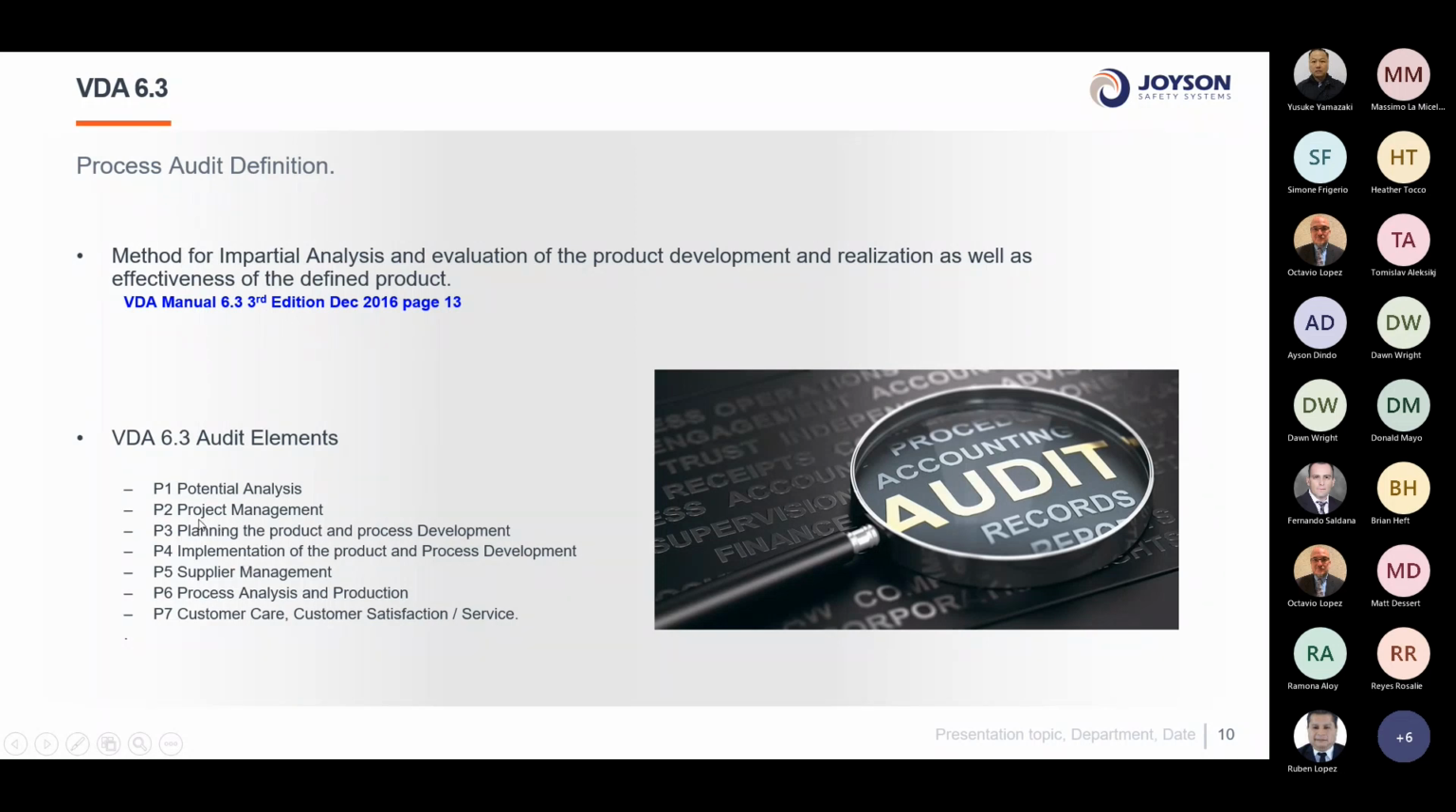Phase 1 or phase A, P2, P3, and P4 are usually for new launches, a new development. And P5, P6, and P7 are usually for current production. P5, which is supplier management, P6, which is process analysis and production. The element P6 is the one that has more sub-elements. We will see that through the auditing format. And P7, which is customer care, customer satisfaction, and customer service. Okay.